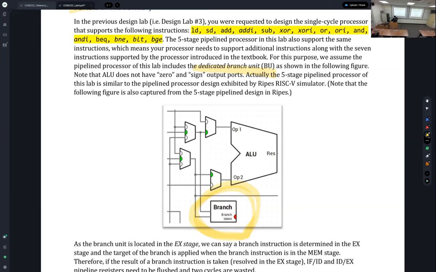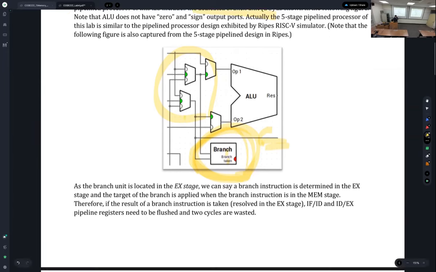It's similar to the 5-stage pipeline processor shown in the WebRISC-V simulator that I introduced. This 5-stage pipeline architecture is similar to the architecture of the 5-stage pipeline processor in the WebRISC-V simulator. The branch unit is in the EX stage, and it can receive forwarded data, right? As you can see, you can find the forwarding boxes here, and this branch unit can receive data from the forwarding boxes.